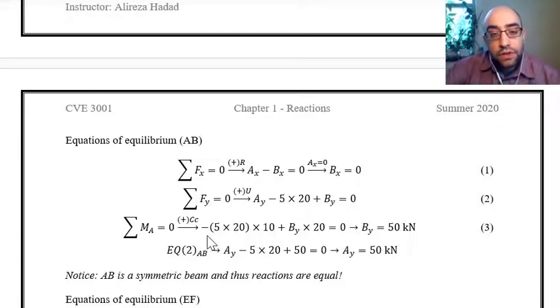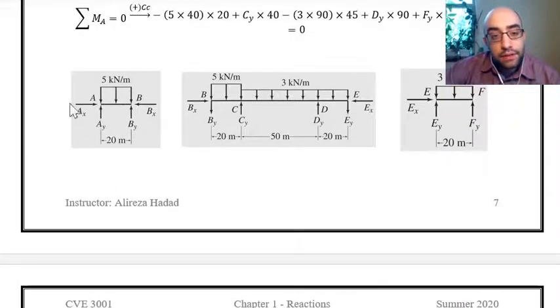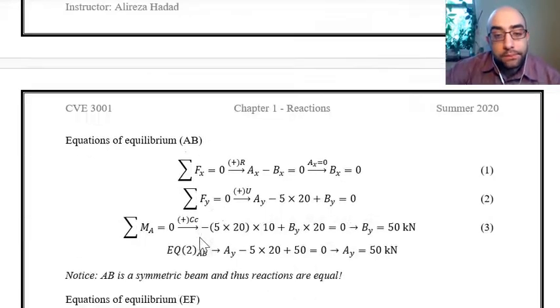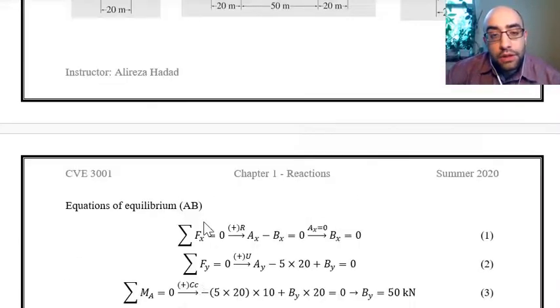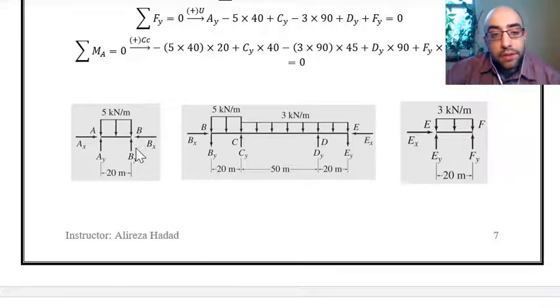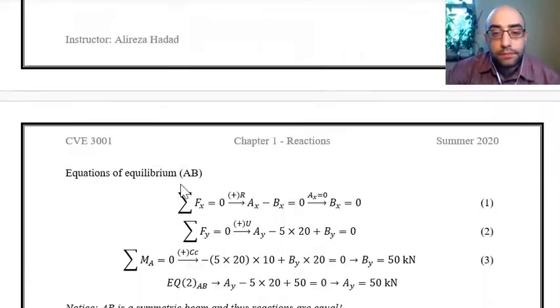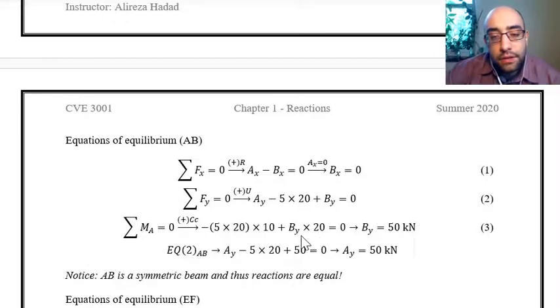This is negative because I am assuming positive moment is counterclockwise. This load is creating a clockwise moment about point A. Now I have to include the moment because of By. That will be By multiplied by 20. And that is positive because the moment that it creates is counterclockwise. As you can see, it is included over here. And based on this equation, the only unknown is By, and we can simply find By as 50 kN.